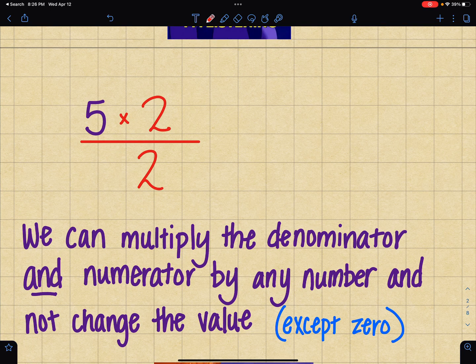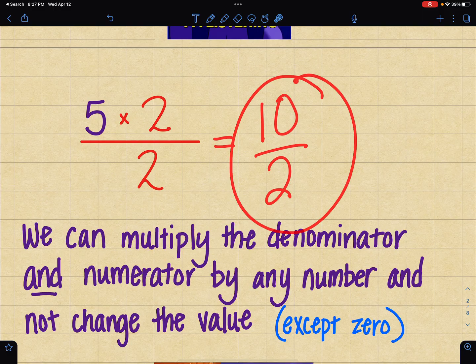Okay, so what did I do here? I multiplied the top by a number and the bottom, which was a fraction of 1, by the same number. So I'm basically just multiplying it by 1, because 2 over 2 is 1, right? If you multiply anything by 1, the value doesn't change. But then I get a number of 10 over 2. And this fraction is the same as 5, which is what we started out with. It's another way to write the number 5.